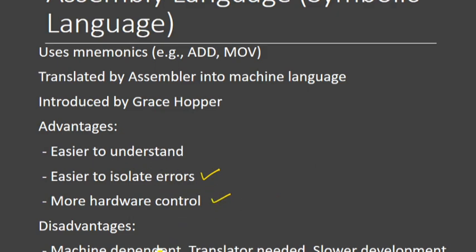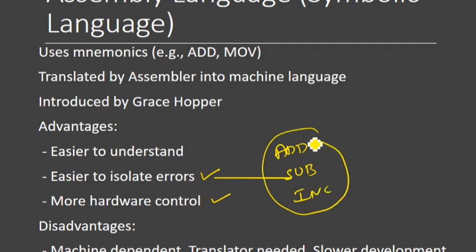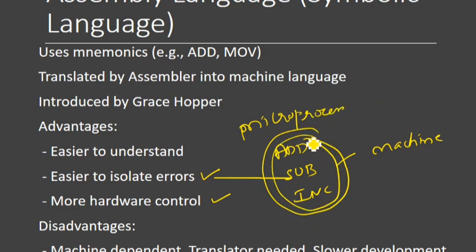The disadvantage is that it is machine dependent. For example, I am writing a program for addition by using some operational codes. The same codes cannot be used for another machine. For example, if I write a program for a microprocessor, the same opcodes cannot be used for another processor, a microcontroller or advanced microprocessors. Some variations will be there.